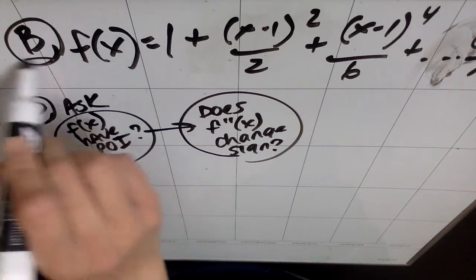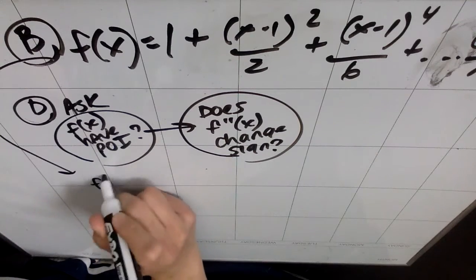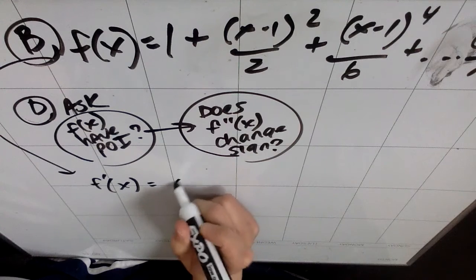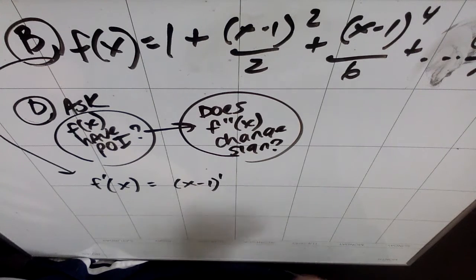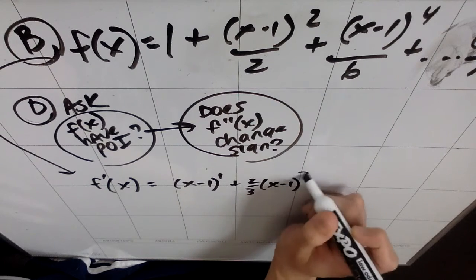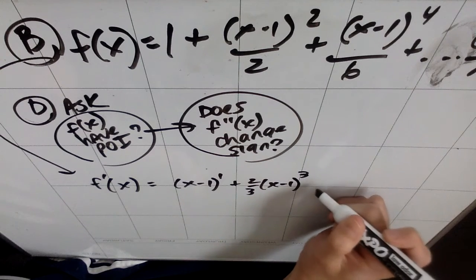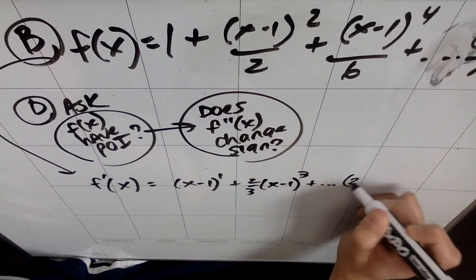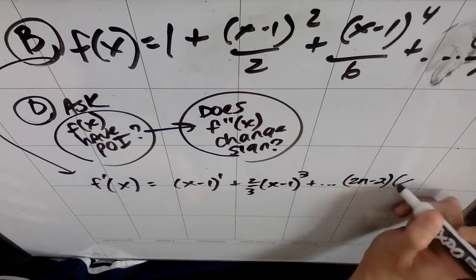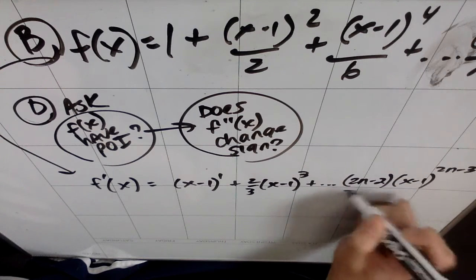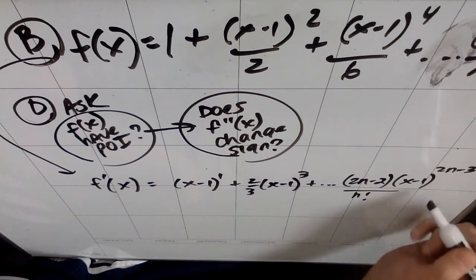Okay, so we have this f Taylor series. So f prime of x is going to have the 2 drop down in front, and I'm going to get an x minus 1 to the first, plus 2/3 x minus 1 to the third, plus dot, dot, dot. If we work our way down, I'm going to get 2n minus 2 times x minus 1 to the 2n minus 3 over n factorial. Cool.